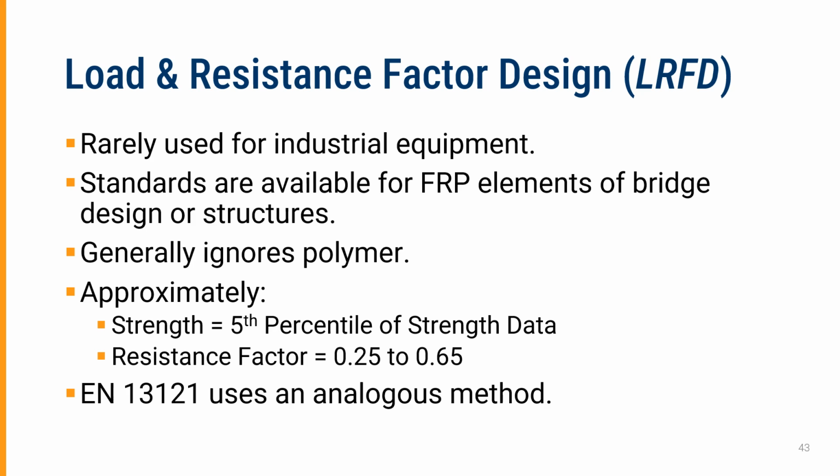Load and resistance factor design is not often used for pressure equipment, for example, but there are standards available for the FRP elements of bridge design or other structures, cooling towers, for example. It generally ignores the polymer completely. And in fact, it only looks at strength, tensile strength of the material. It's conservative. It takes the 5th percentile of the strength data and applies a resistance factor of between, say, 0.25 and 0.65.